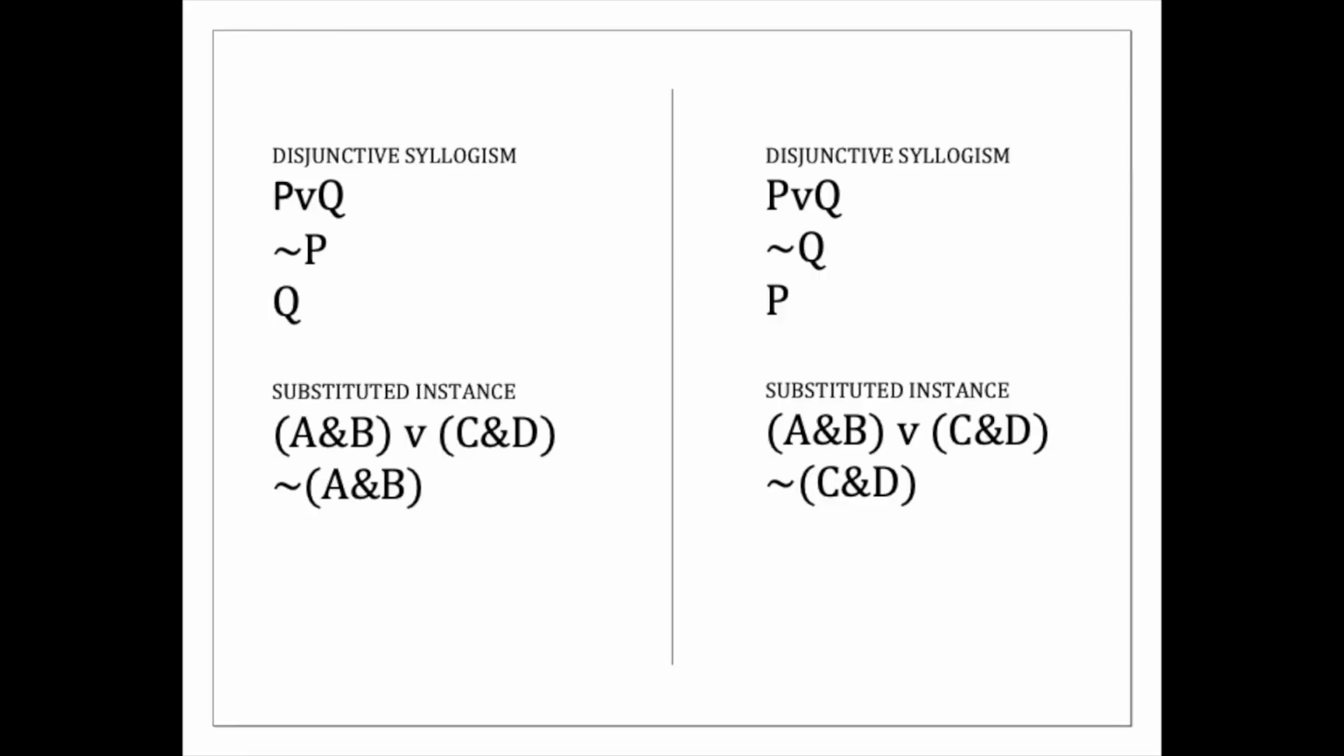Okay, let's look at the disjunctive syllogism rule. The example I've provided: A and B, or C and D. The second premise, it's not the case that A and B. Because we have, in the second premise, negated the first disjunct of the first premise, based on the disjunctive syllogism rule, we can infer C and D. If we use this example in the second variation, A and B, or C and D, the second premise would negate the second disjunct. It's not the case that C and D, and we could therefore infer the first disjunct, A and B.